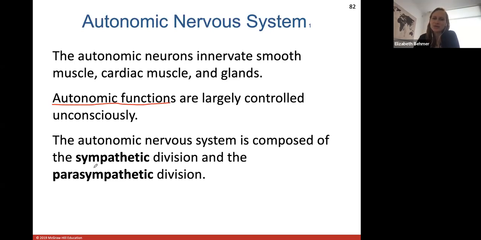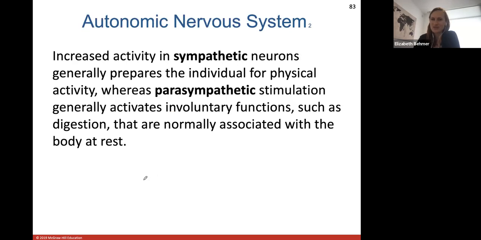And we divide your autonomic nervous system into the sympathetic division and the parasympathetic division, and we'll go through those divisions here. Increased activity in your sympathetic neurons generally prepares you for physical activity, so some sort of stressful situation or getting your body ready to move. That's your sympathetic nervous system. The parasympathetic stimulation generally activates involuntary functions like digestion that are normally associated with your body at rest.